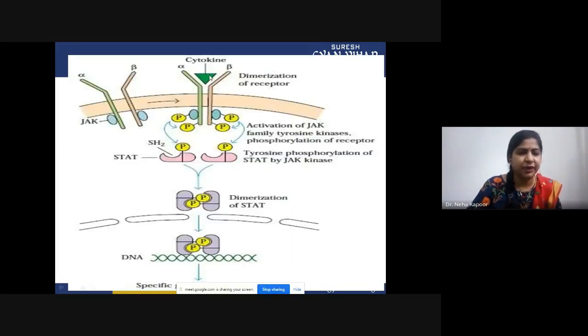This is the JAK-STAT pathway. This is the receptor, the normal receptor. When the cytokine attaches over here, it brings about phosphorylation. As you can see, these Ps are showing it. Activation of JAK family tyrosine kinase is basically phosphorylating this receptor. Due to this, tyrosine phosphorylation of STAT by JAK kinase happens. They then undergo dimerization. After dimerization, they move from the cytoplasm to the nucleus, and they induce the transcription of specific genes.